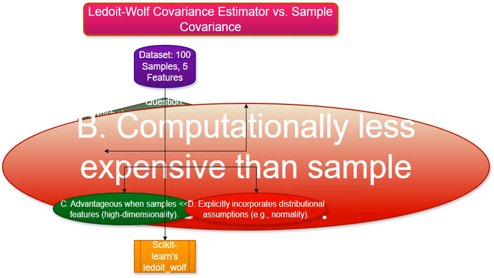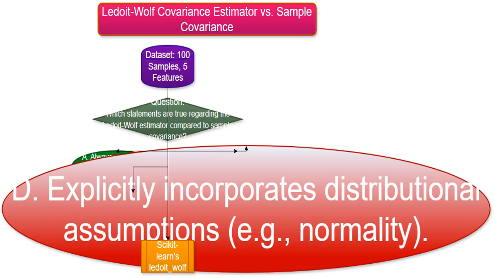When the number of features is far greater than the number of samples, a high-dimensional scenario, the sample covariance often becomes unreliable. The ledoitwolf estimator is specifically designed to work well in these situations. This statement explores whether ledoitwolf makes any assumptions about how the data is distributed.